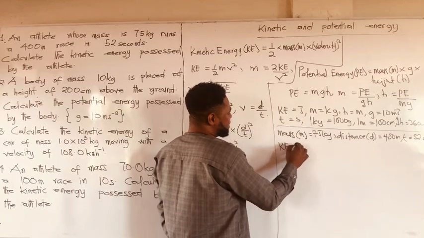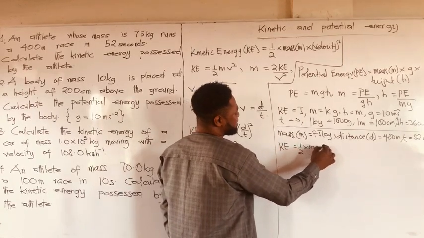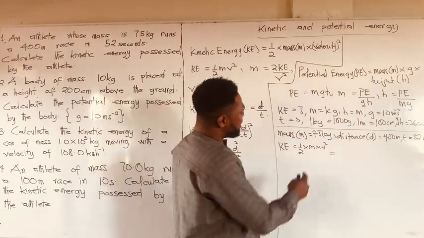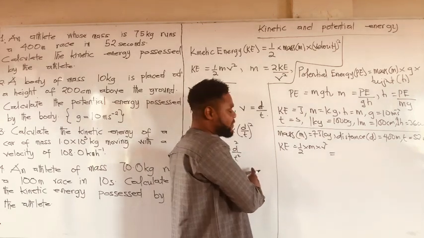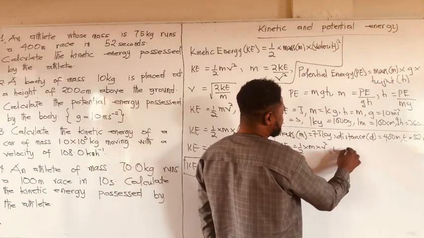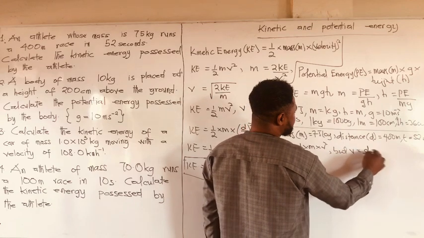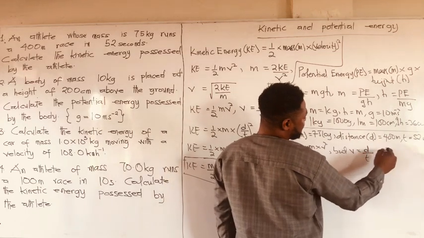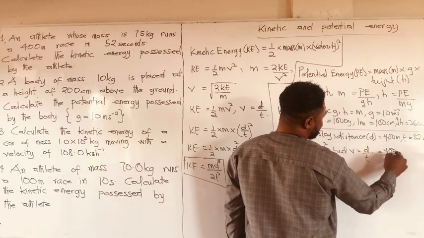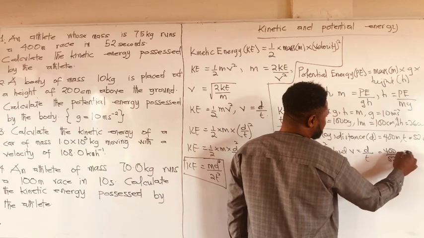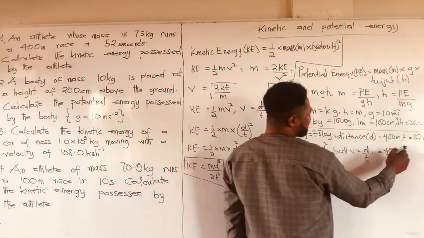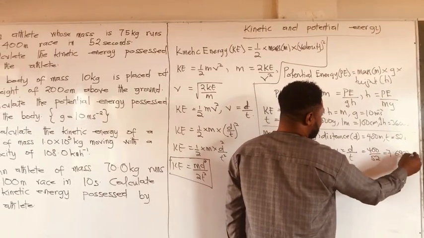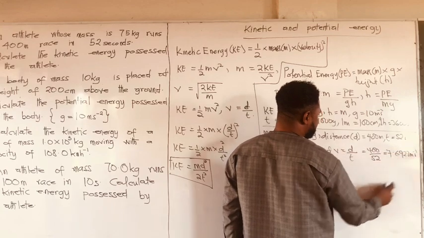So kinetic energy is equal to half multiplying the mass times velocity squared. Now from this formula, our mass is given, but velocity is not given. So we can say that velocity is equal to distance over time, or we can say displacement over time. So our distance is 400 and our time is 52. So we are going to divide this, and that will give us 7.6923 meters per second, as we can see.